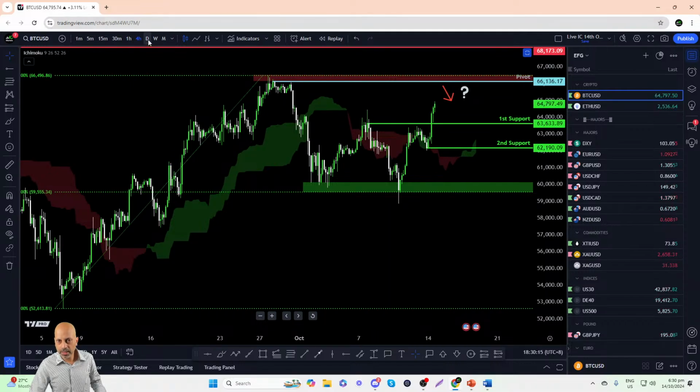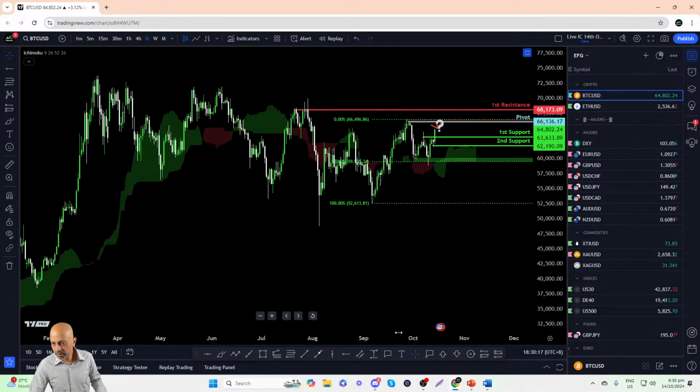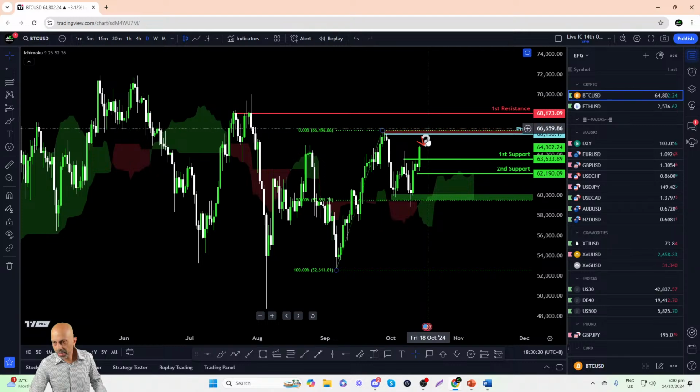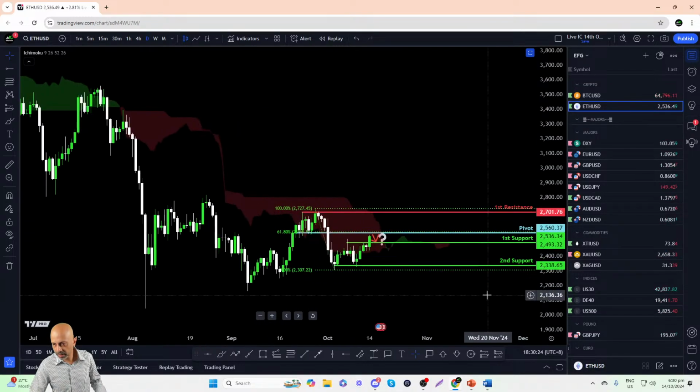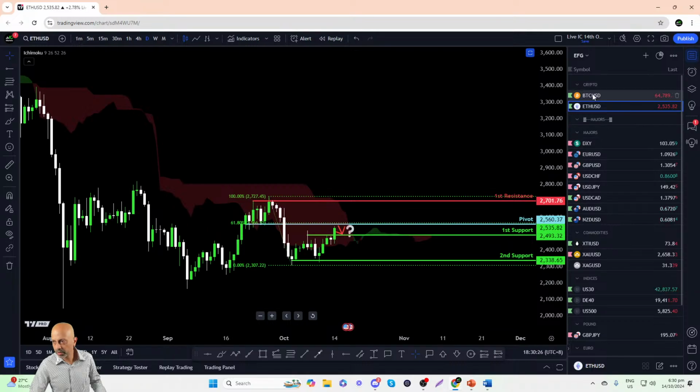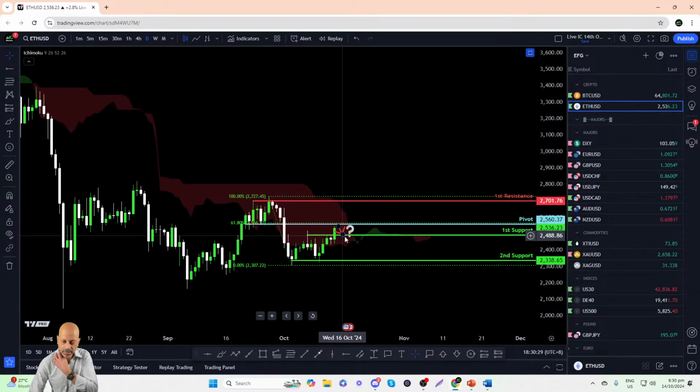It does look like, on a daily candle, this up candle looks to be much stronger, of course, than Ethereum's candle as well. And I think in terms of percentage as well, the move in Bitcoin has been much stronger.